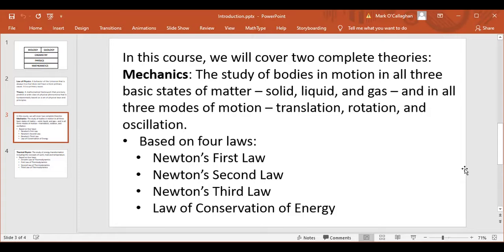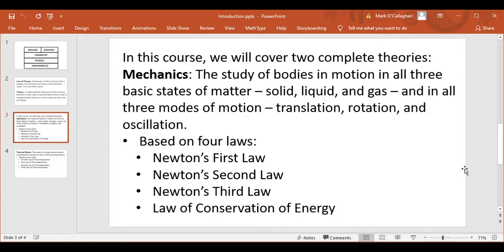But these 4 laws cover all of mechanics, objects in motion, in all 3 different modes of motion: translation, where an object moves as if it is a point particle; rotation, where it rotates about an axis; or oscillation, a fancy word for vibration, where different parts of the body move with respect to other parts of the body, oftentimes in undulating or sinusoidal or vibratory motion. Those are the fundamental motions of mechanics, and yet all of them are based on these 4 fundamental principles.